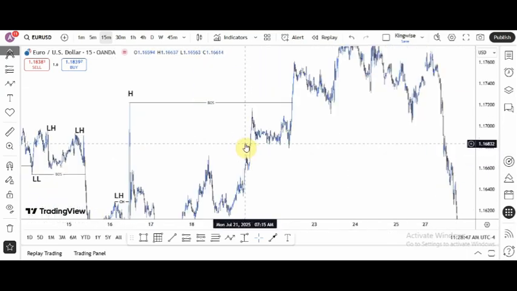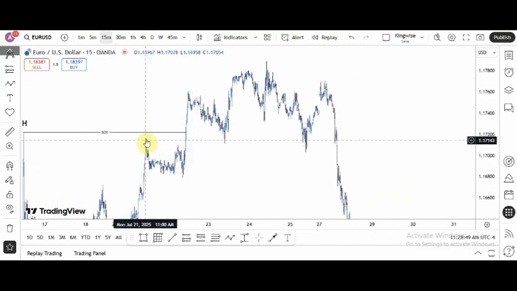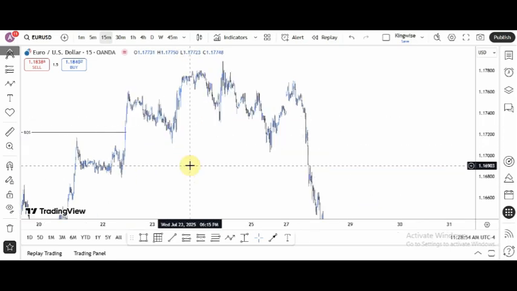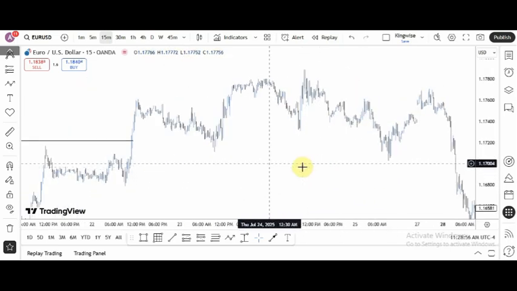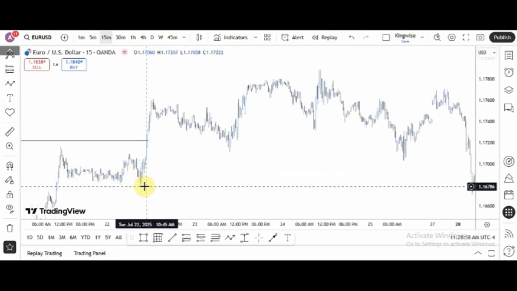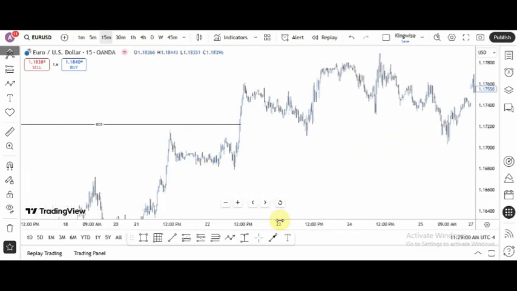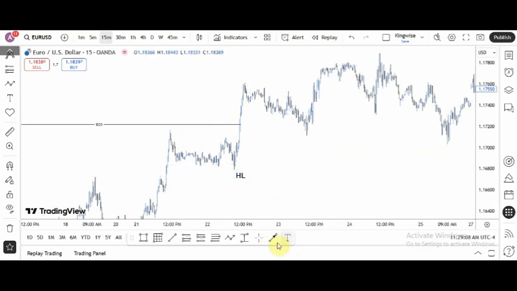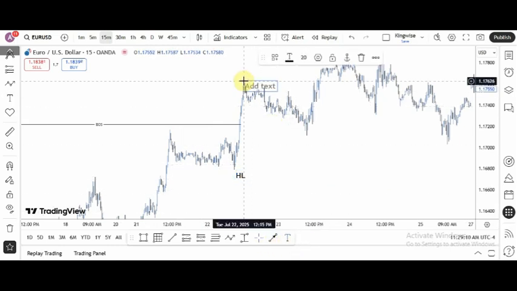But then, this is what we've got. Now we see market came to this point and broke structure. So this becomes the higher low. This is the higher low, and this guy is the higher high.